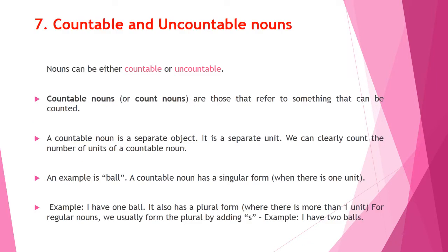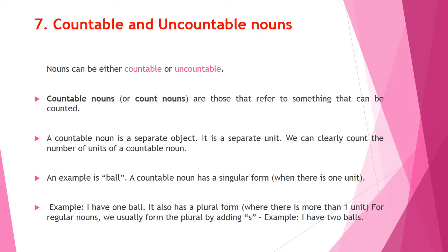The next type of noun is called countable and uncountable nouns. Nouns can be either countable or uncountable. These nouns are those that refer to something that can be counted. A countable noun is a separate object, it's a separate unit. We can clearly count the number of units of a countable noun.